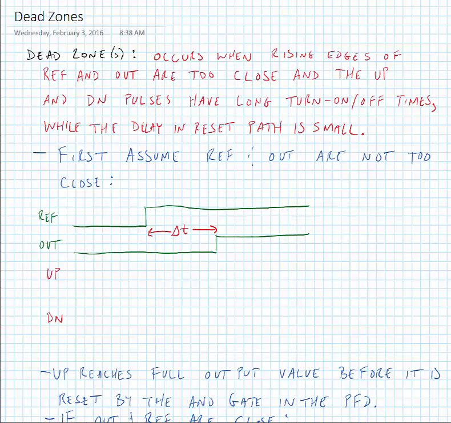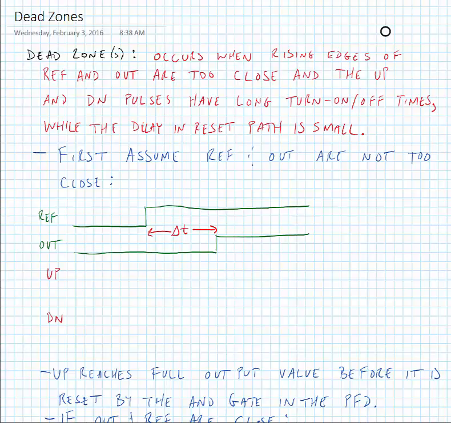One last thing that we're going to talk about today is the dead zone that can occur when the rising edge of the reference and the output are too close together in time, and the up and down pulses have long turn on and turn off times, and the delay in the reset path is small. So we have a condition here where a lot of things have to happen to make this occur, but it's actually very practical to occur in most PLLs.